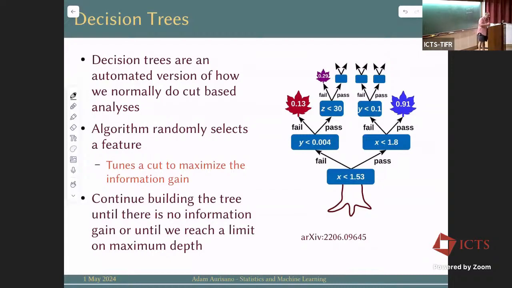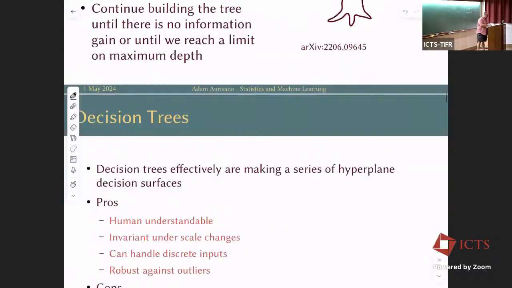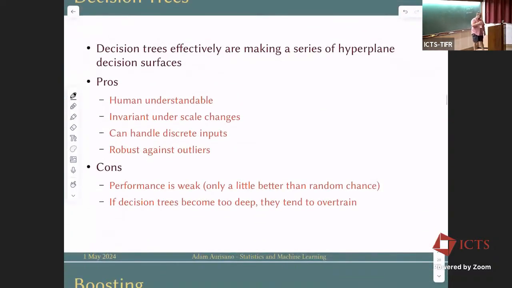Right, and so this is a decision tree. The nice thing about these is they're human understandable. You can basically print out the decision tree the algorithm made and see if it makes any sense. So these are effectively making a series of hyperplane decision surfaces. You have a space and you're just making planes through the space.